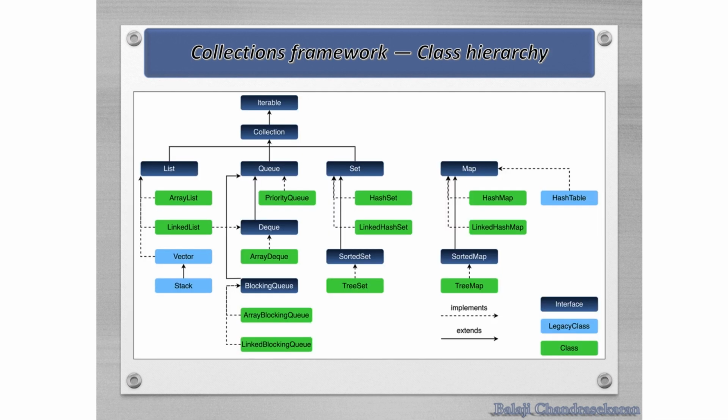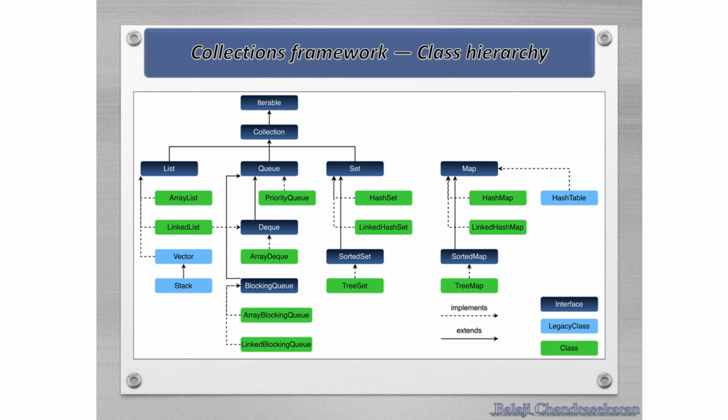The Iterable interface is one of the top level interfaces in the collection framework hierarchy. This interface represents a collection of elements that can be iterated over, meaning you can access each element one by one. It is a base interface that enables the use of the for-each loop and other iteration constructs in Java.